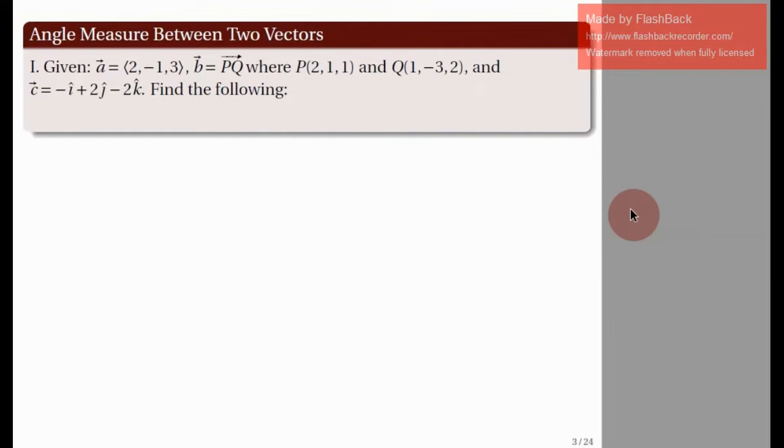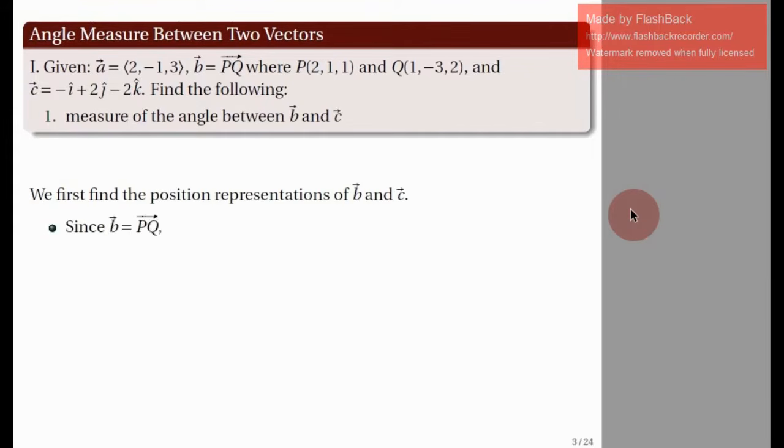So the first one here, we are given vector A, vector B, and vector C as follows. And the first one that we have to find is the measure of the angle between vector B and vector C. Now, notice that the vector that was given its position representation is only vector A. Meanwhile, vector B and vector C, we do not know their position representations yet. So that is the first thing that we will be doing.